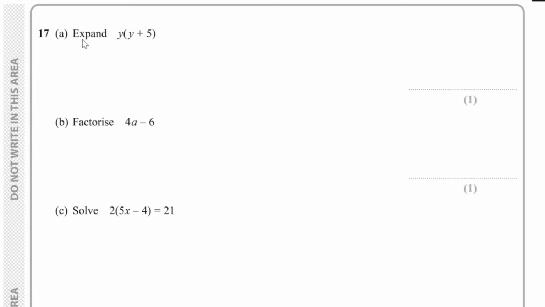Question number 17 for part A, we have to expand y multiplied by y plus 5. Y times by y gives y squared. Y times by 5 gives 5y. Next we have to factorise 4a subtract 6. What's common to the numbers is 2, and inside the bracket we would have 2a subtract 3.